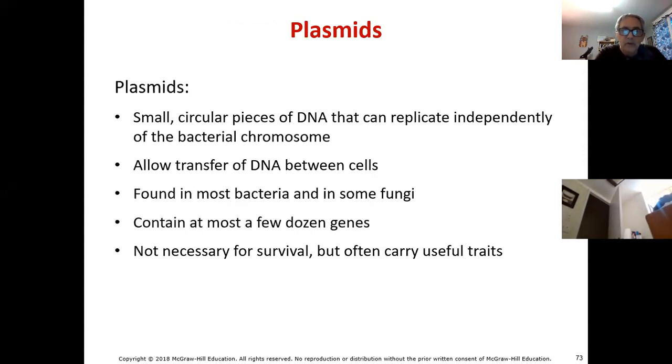These plasmids are small circular pieces of DNA. They replicate independently of the bacterial chromosome. We mentioned they allow transfer of DNA between cells. They are found in most bacteria. They are found in some fungi. The plasmids carry few genes, maybe a few dozen genes at the most. They are not necessary for the survival of the bacteria, but they can carry useful traits, such as antibiotic resistance, resistance to heavy metals.